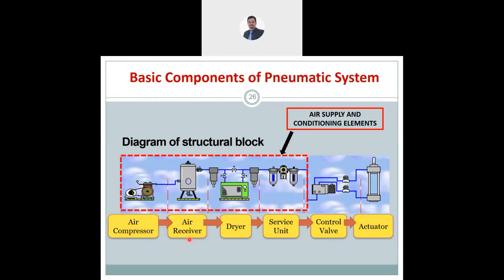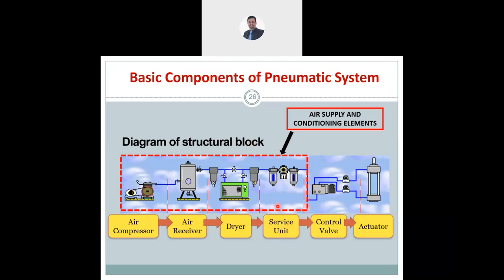Then you have the air receiver. Later we will see what the function of the air receiver is. Then the dryer. I think from the name you know it dries the compressed air. Maybe the compressed air has some water vapor. It must be dried first, otherwise the system will rust. Then you have a service unit. Normally you have a filter, FRL: filter, regulation and lubrication. We will look at their functions too.